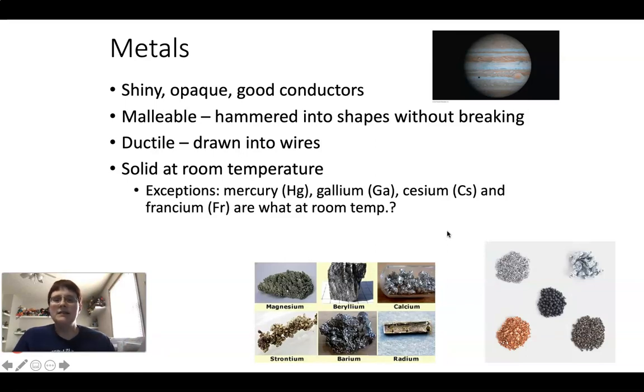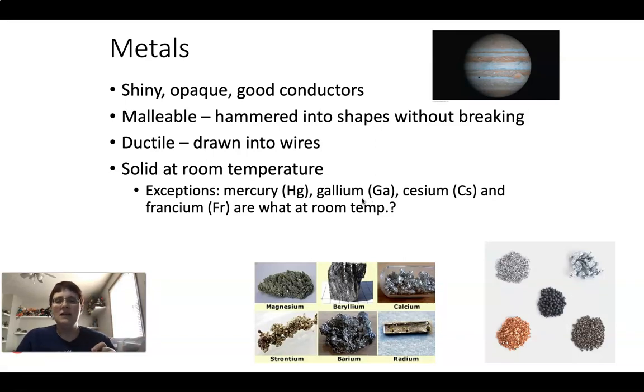There are exceptions. Mercury, gallium, cesium, and francium are going to be liquids at room temperature. Mercury was on the previous slide. It's always going to be a liquid at room temperature. Gallium, it depends on what the room temperature is, on whether it's a solid or a liquid.